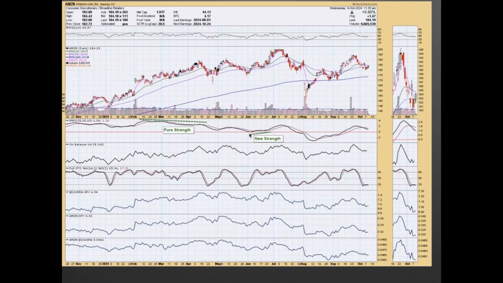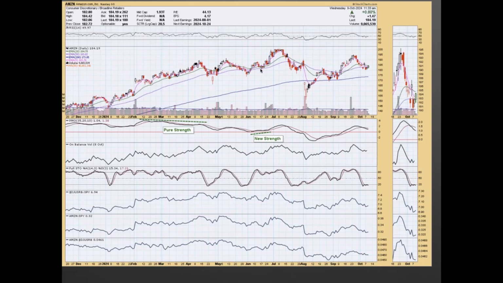So we had the PMO bottom just above the zero line. So that's new strength. We got the PMO crossover buy signal above the zero line. That's pure strength, but I would caveat that with, in this case, it wasn't very far above the zero line. So we were taking a little bit of a chance that this wasn't pure strength, that it was just new strength. And here we got that nice move off of this crossover buy signal, but it was still just new strength.